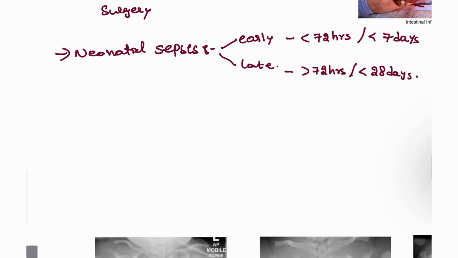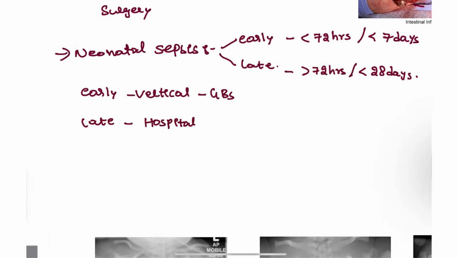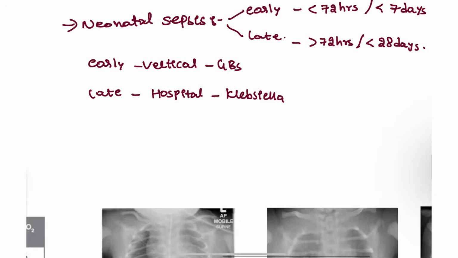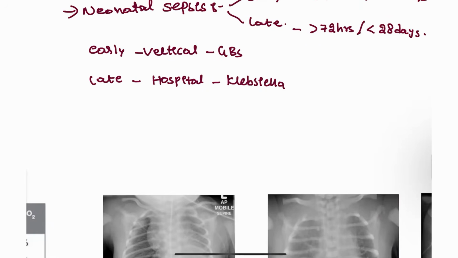In the early type, the most common cause is vertical transmission from the mother, and the common cause will be GBS. And in late neonatal sepsis, it is due to hospital acquired infection, and this is Klebsiella. So these are what we are commonly going to see with neonatal sepsis and their cause. What happens? The patient will have a sudden rise of fever, respiratory distress, shock-like symptoms, poor feeding, refusal to feed. These are the common presentations that we are going to see.